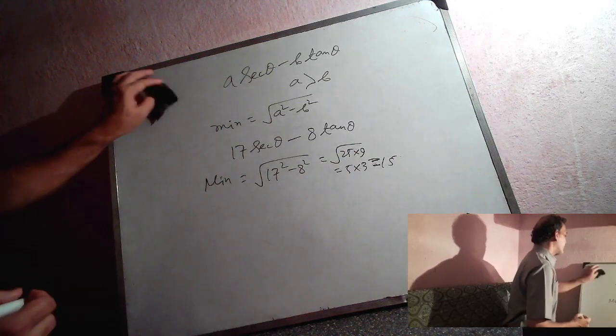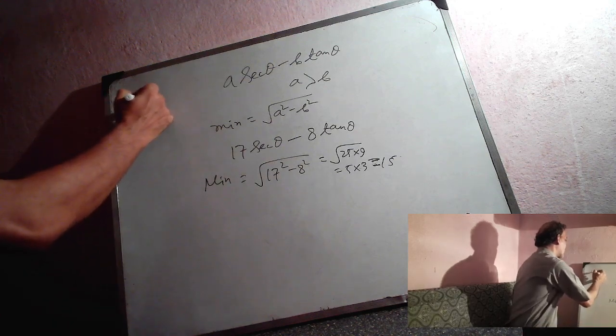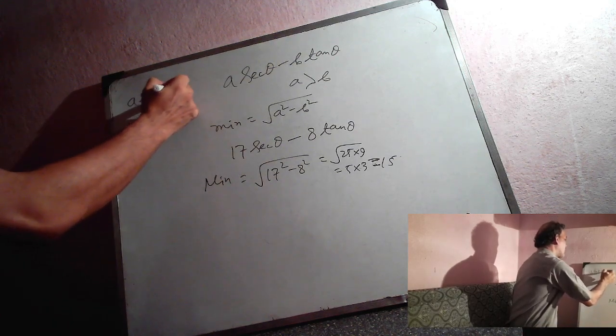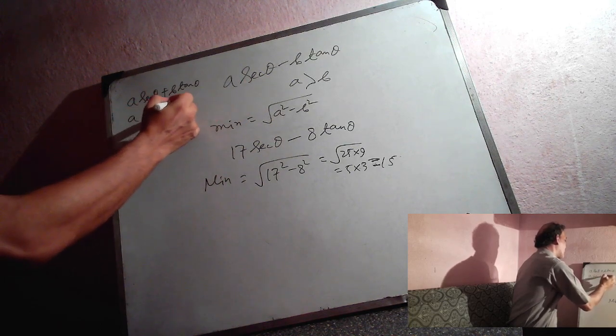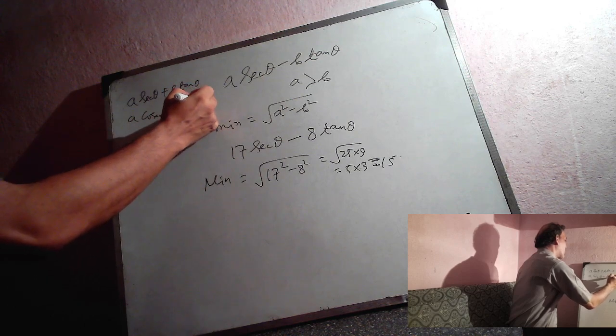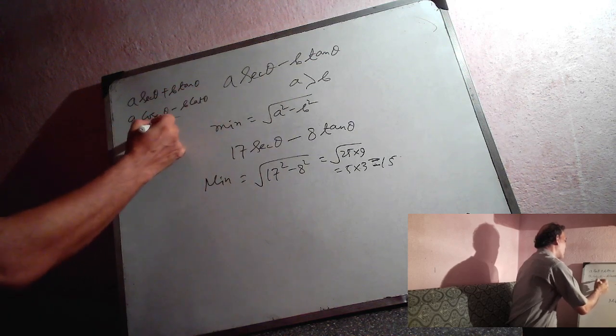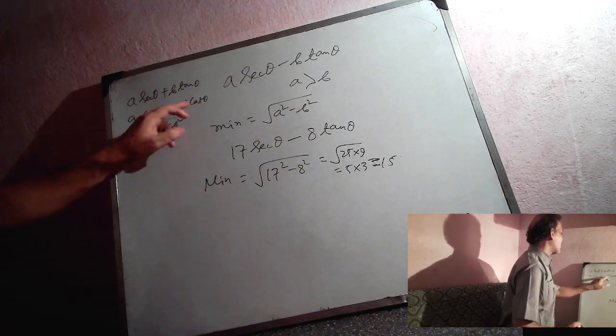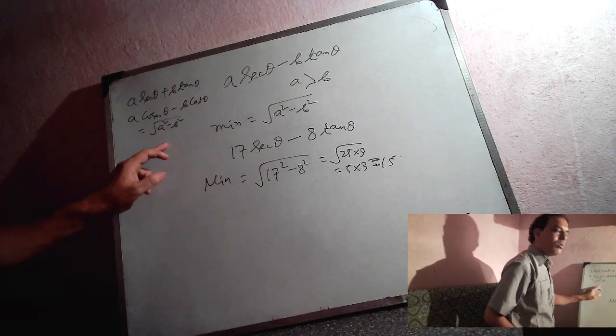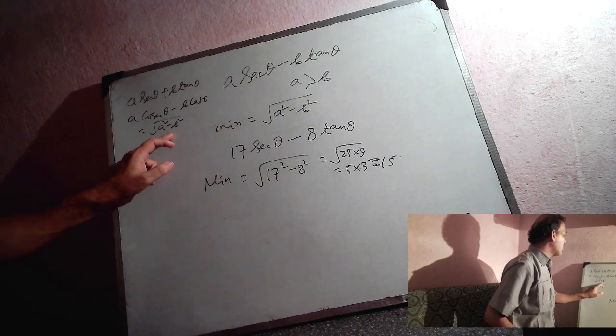Similarly, for a sec theta plus b tan theta, its minimum value is also this. For a cosec theta minus b cot theta, the minimum value is root of a square minus b square. For a cosec theta plus b cot theta, the minimum value is also under root a square minus b square.